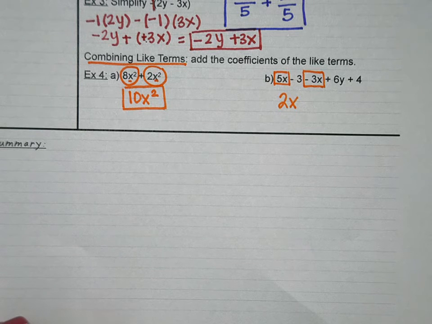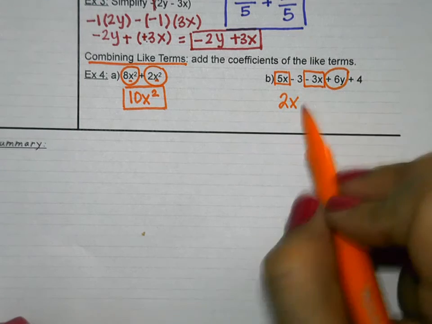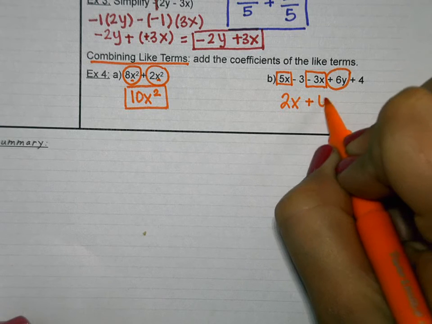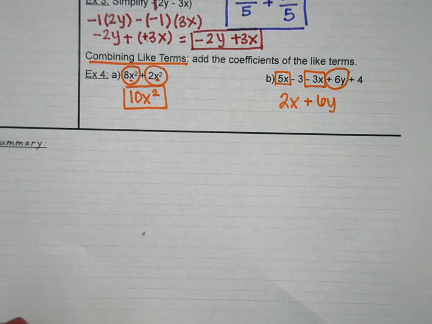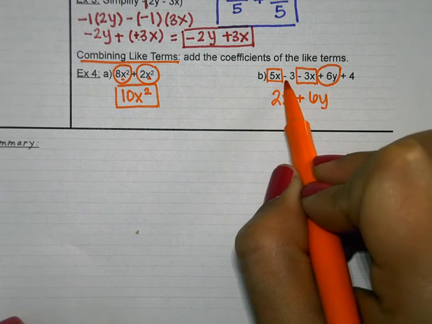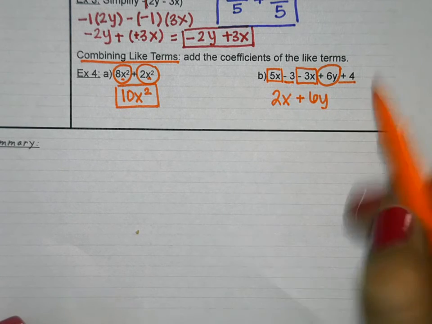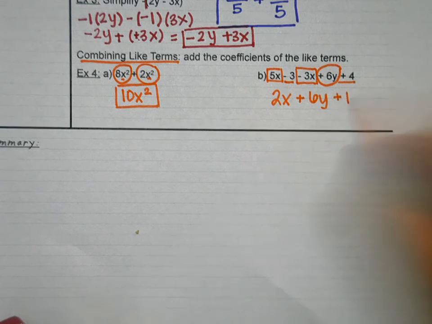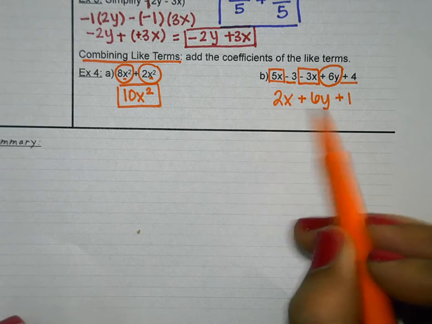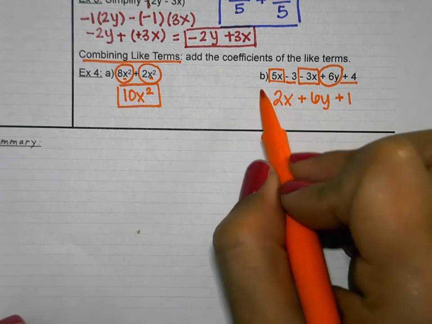And then I like to do any other variables we might have. So I have a plus 6y, and none of the other terms have y attached to them. So we're just going to rewrite it as plus 6y. Finally, we add the constants. So I have a -3 plus 4. -3 plus 4 gives me +1. So let's double check. Everything that's left over is a 2x, a 6y, and a +1. None of those are considered like terms, so you have simplified and you are done.